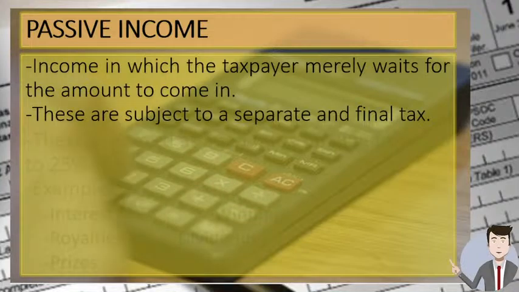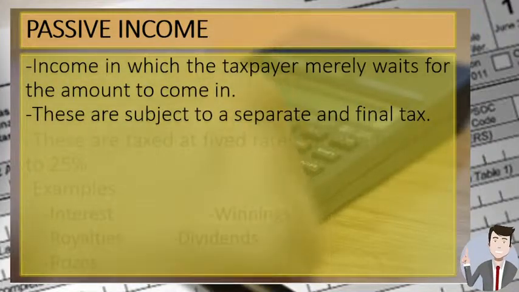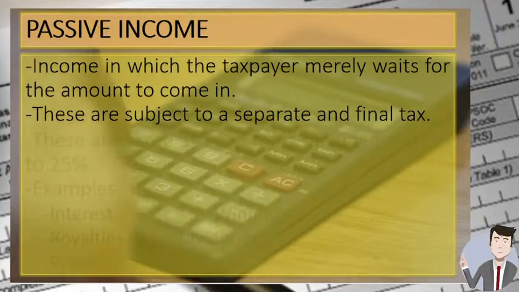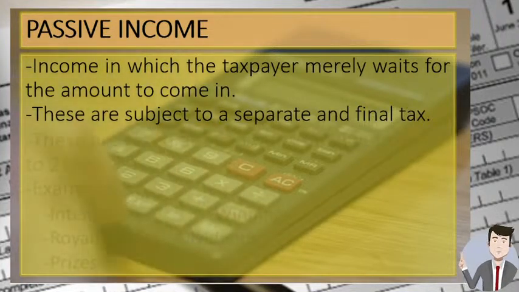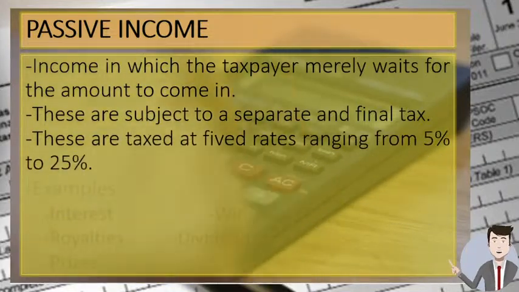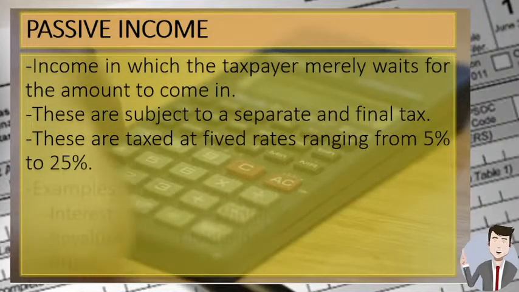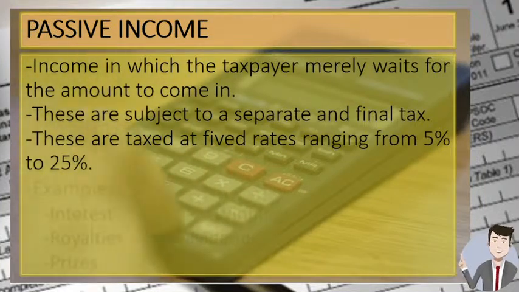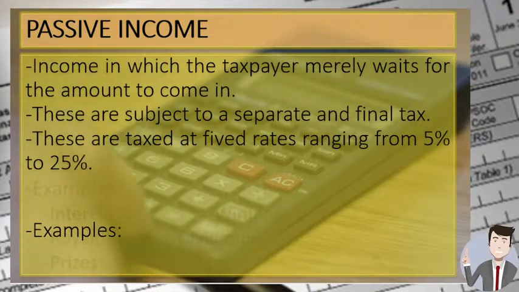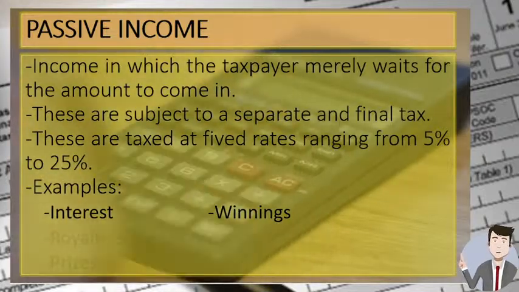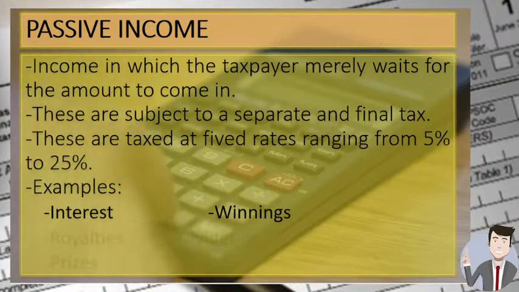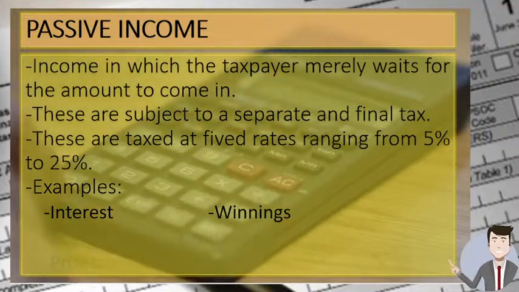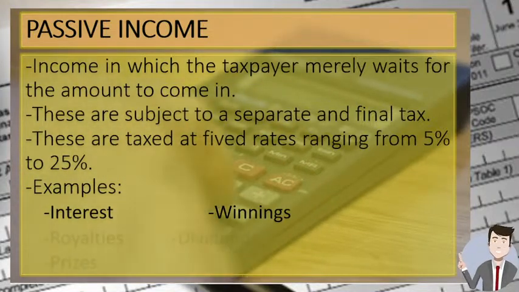We will discuss this because for every kind of income there is a particular rate provided in the law. Okay, so next, these are taxed at rates ranging from 5% to 25%. Examples are your interest and winnings. If the winnings from Squid Game were legal, they would be subject to final tax if the Squid Game is held in the Philippines.